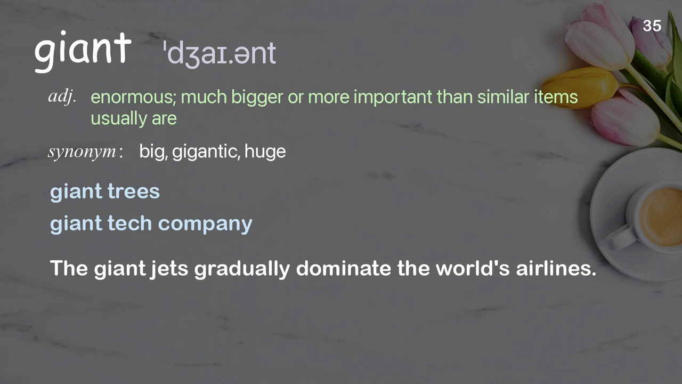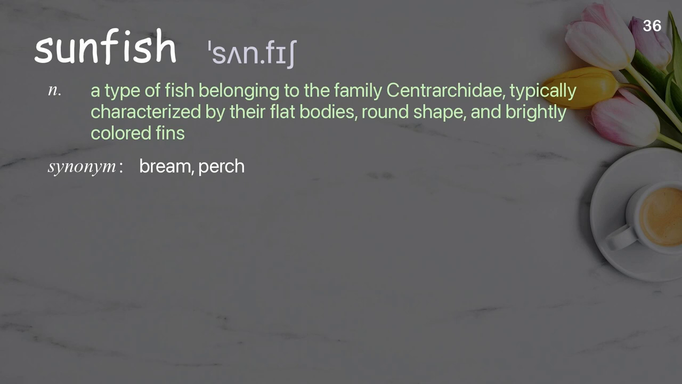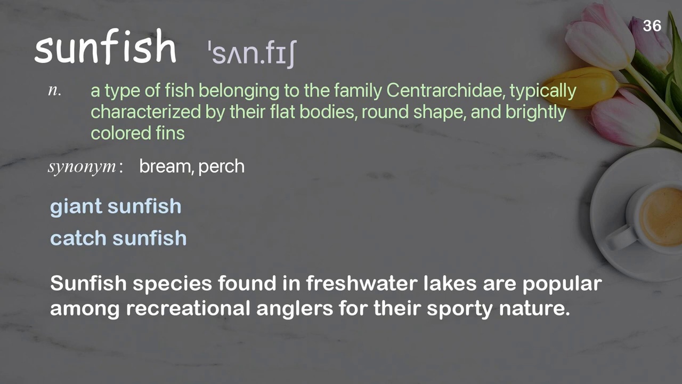Sunfish. A type of fish belonging to the family Centrarchidae, typically characterized by their flat bodies, round shape, and brightly colored fins. Examples: giant sunfish, catch sunfish. Sunfish species found in freshwater lakes are popular among recreational anglers for their sporty nature.